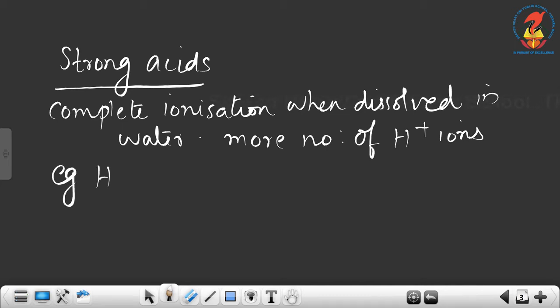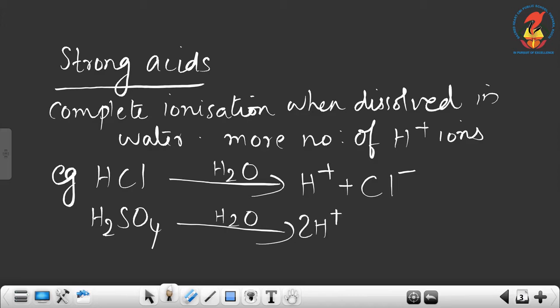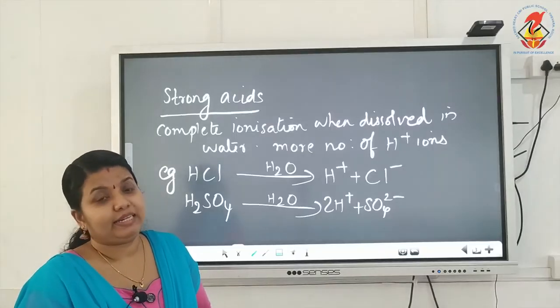For example, hydrochloric acid, sulfuric acid, etc. These are the strongest acids. Now let us see what is complete ionization. In the last class I showed you how in presence of water hydrochloric acid undergoes ionization. It splits into H plus and Cl minus. Sulfuric acid also undergoes ionization to give hydrogen ion and sulfate radical. So, ionization will be complete and all the hydrogen atoms present in the molecule will be changed into hydrogen ion.